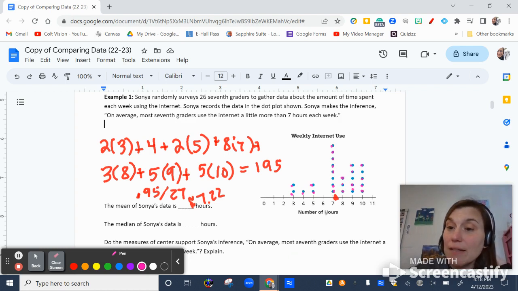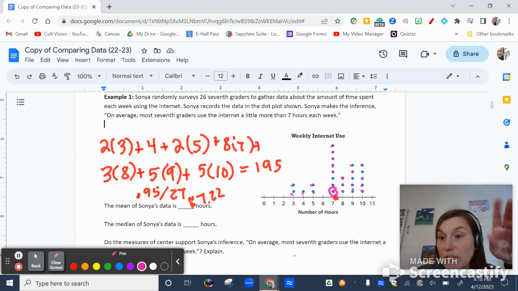So our median is 7, because there's 13 dots to the right of 7, and there's 13 dots to the left of 7. And 7 is the middle number. So our median is 7. So now, does this make sense? Sonia's saying that most seventh graders use a little more than 7 hours.